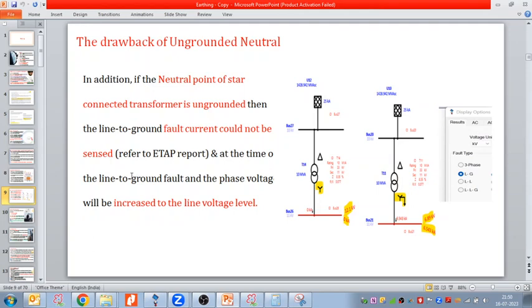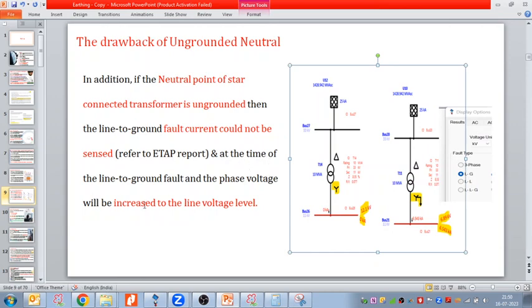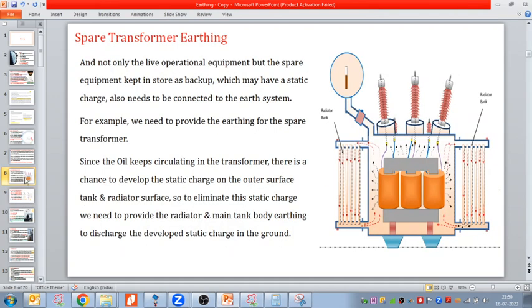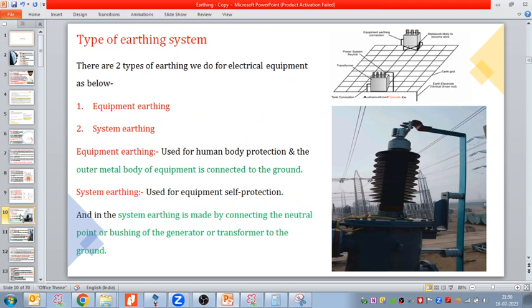At the same time, at the time of the line to ground fault, the phase voltage will increase to the line voltage level. So this is a disadvantage in the system if the system is unearthed. Coming back to the types of earthing system, how many earthing systems do we have?